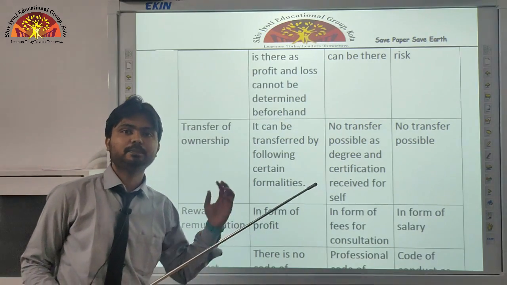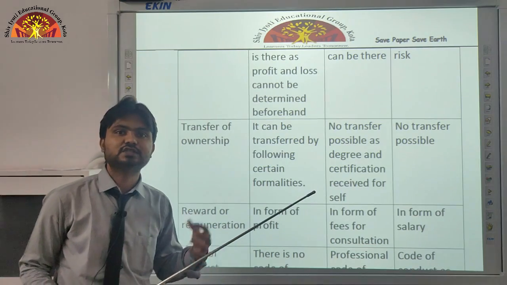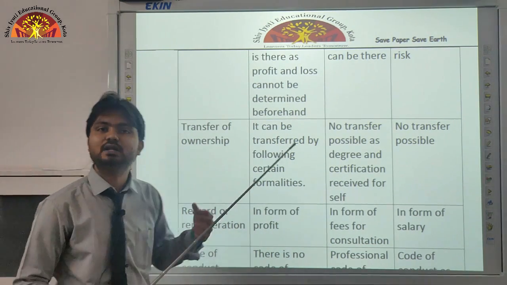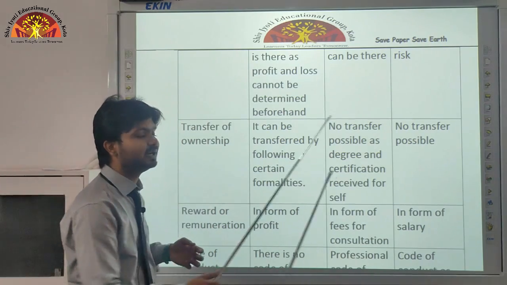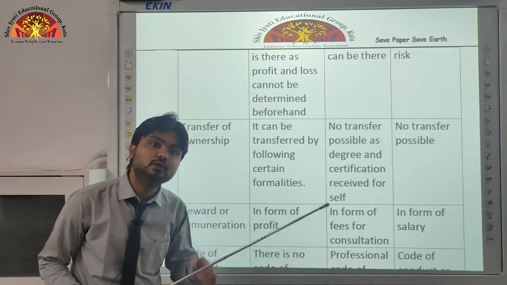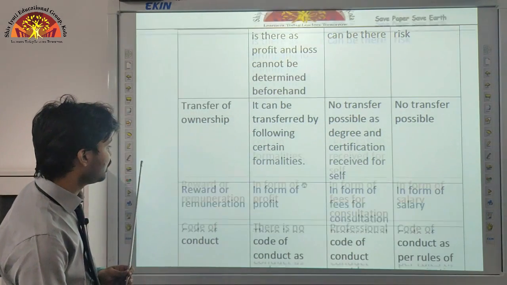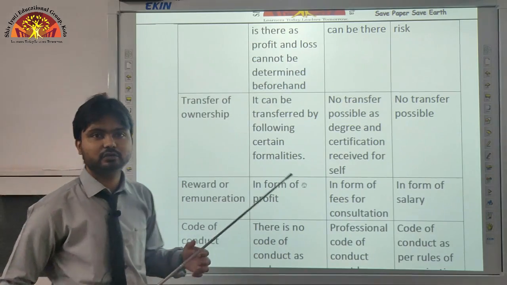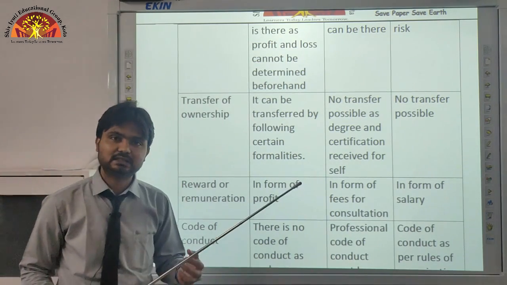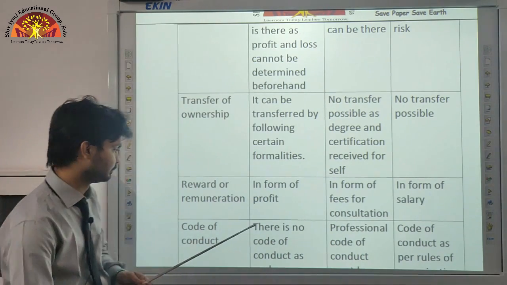But if we talk about profession and employment, these are generally those activities in which transfer of ownership cannot be possible, because in this specialized knowledge is required, and in employment there is a contract between an employer and the employee, and that particular individual has to perform his activities. If we talk about reward and remuneration, we know in business it is a profit. If we talk about profession, it is a consultation fee, and if we talk about employment, it is a salary.